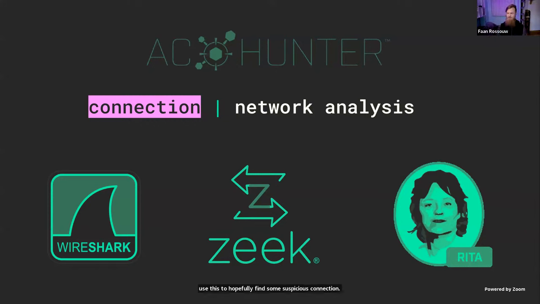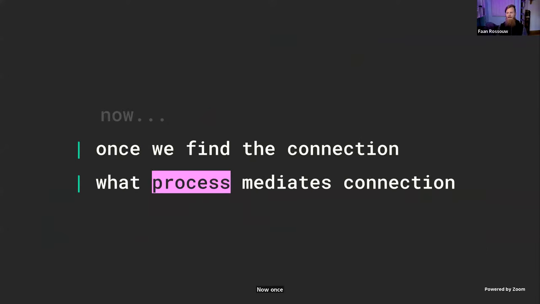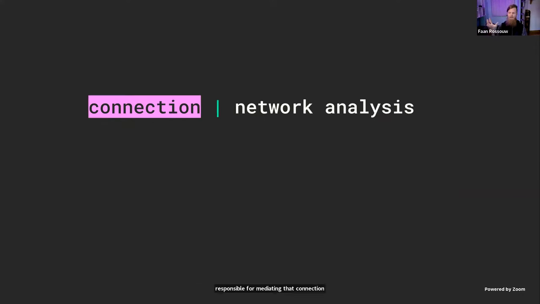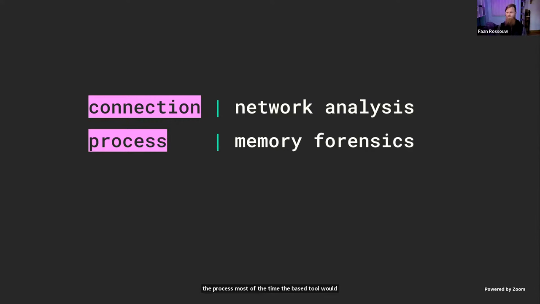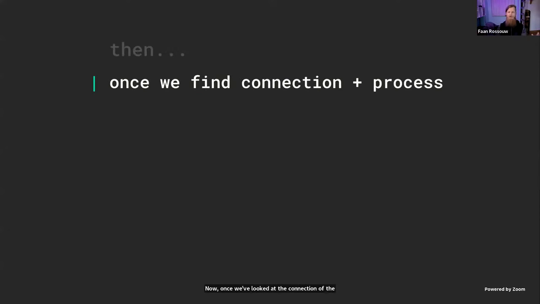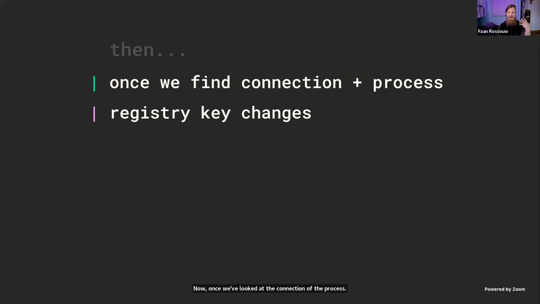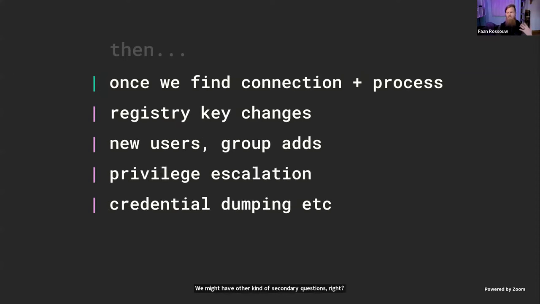Now, once we've found a suspicious connection, almost the next most logical question would be, what is the process responsible for mediating that connection? And as network analysis is most of the time the best tool to find a suspicious connection, so to elucidate the process, most of the time, the best tool would be memory forensics. Now, once we've looked at the connection and the process, we might have other secondary questions, right? Other IOCs we're interested in: registry key changes, new users, privesc, cred dumping, etc.